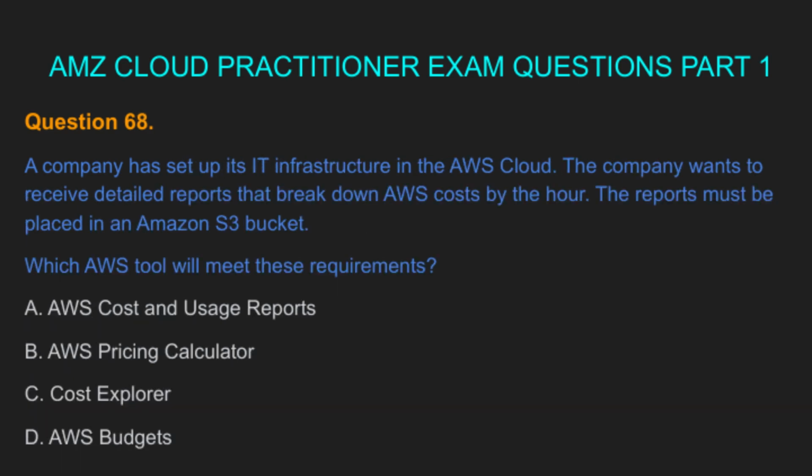Question 68. A company has set up its IT infrastructure in the AWS cloud. The company wants to receive detailed reports that break down AWS costs by the hour. The reports must be placed in an Amazon S3 bucket. Which AWS tool will meet these requirements? A. AWS Cost and Usage Reports. B. AWS Pricing Calculator. C. Cost Explorer. D. AWS Budgets. The answer is A. AWS Cost and Usage Reports.